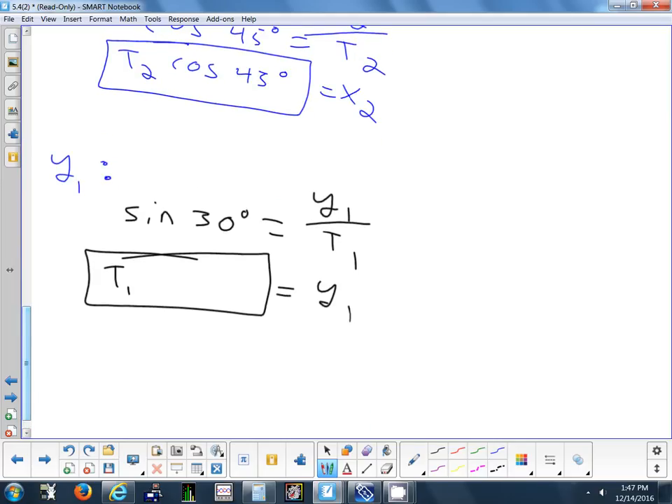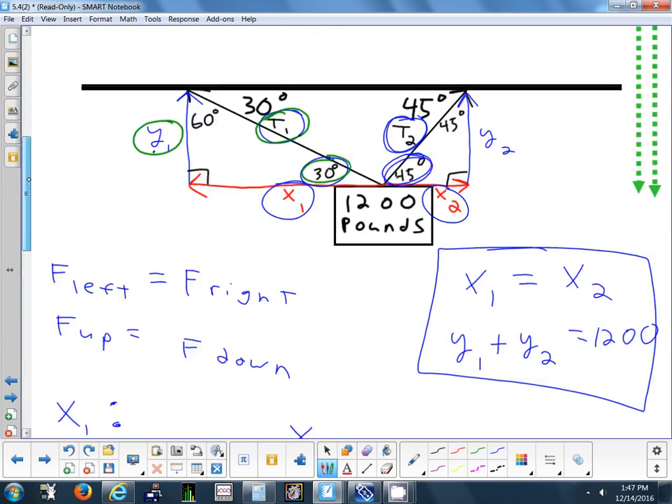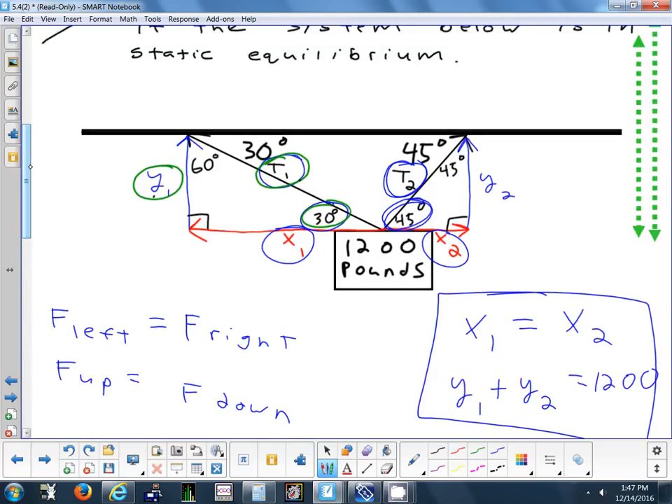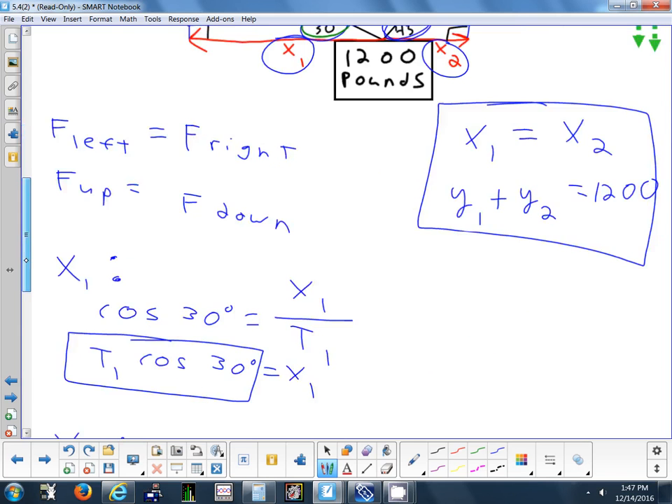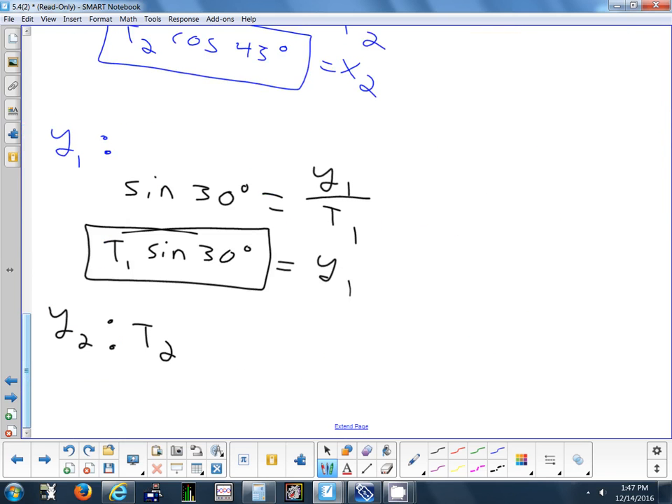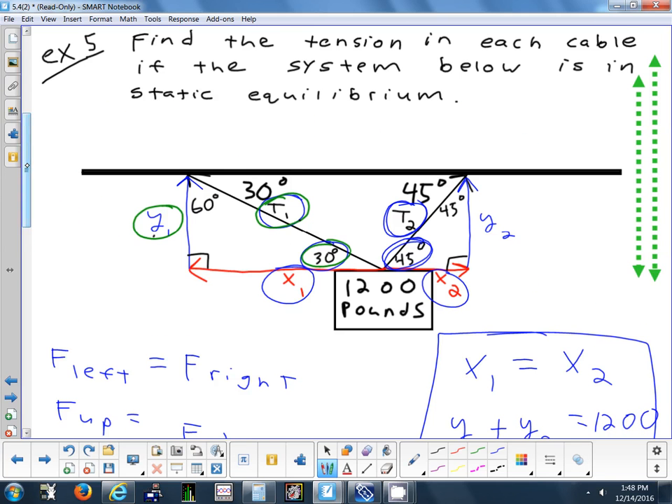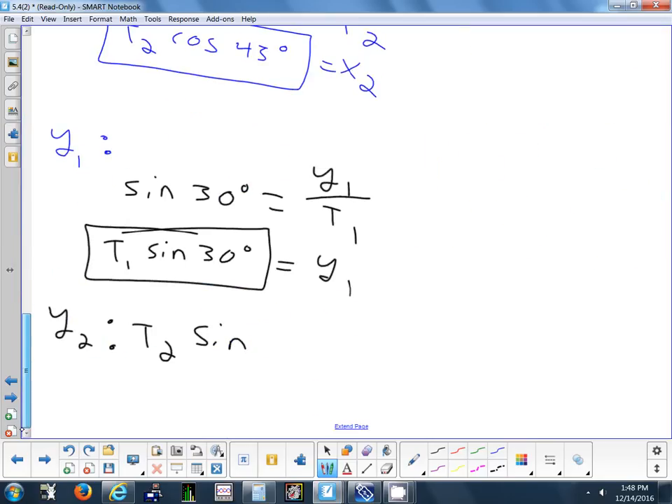Yep. T1 sine 30. So anytime you're working with vertical forces, it's always hypotenuse, sine, angle. So let's see if we can get y2 without doing all that work. Hypotenuse, sine, angle. Okay. What's my hypotenuse in the triangle with y2? T2. It's hypotenuse, sine. What's my angle? 45. Okay, that's always the setup.